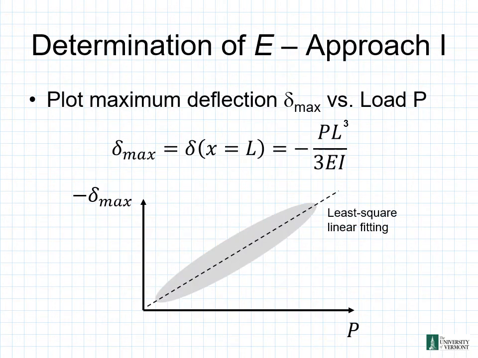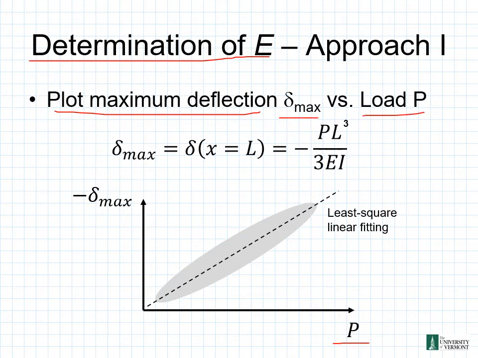So here we have the plot shown below for determination of E. If we want to plot the maximum deflection, our delta max, versus our load P, we can see here's our load P on our x-axis, and our negative delta max on our y-axis over here. So we have this relationship here that our delta max is going to be equal to our delta where x is equal to L, or this is equal to negative PL cubed over 3EI.